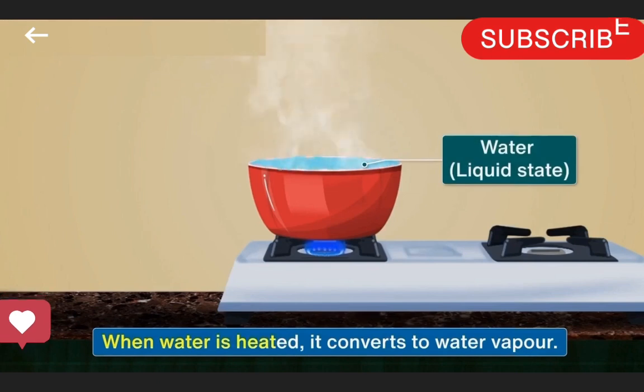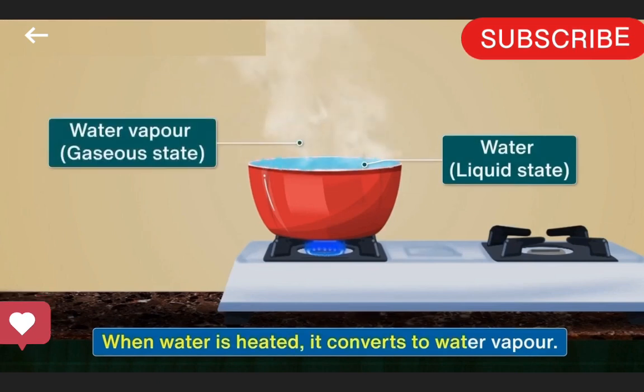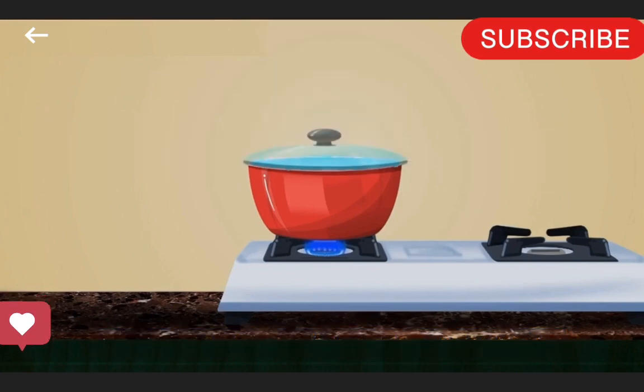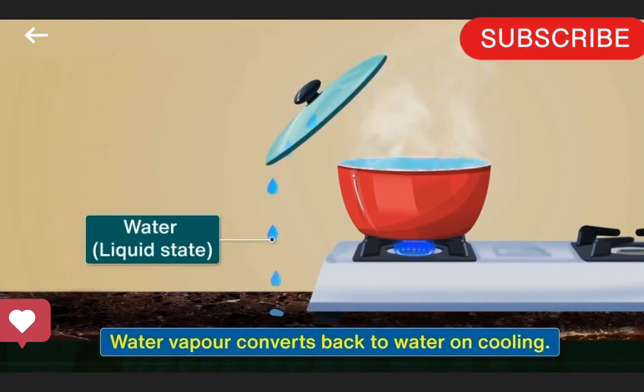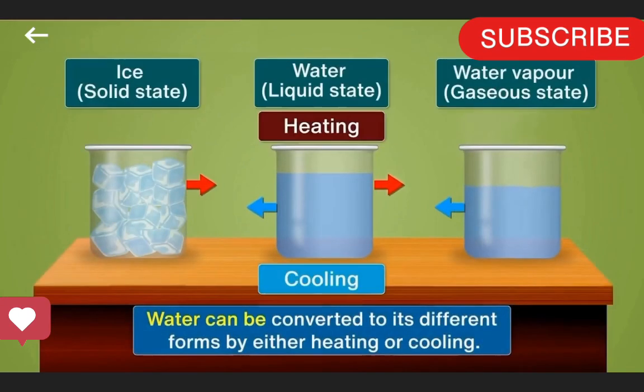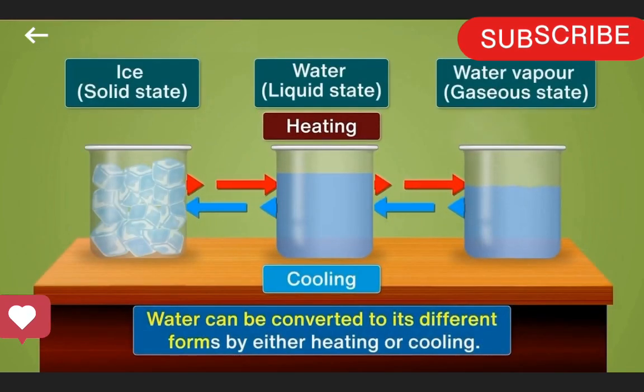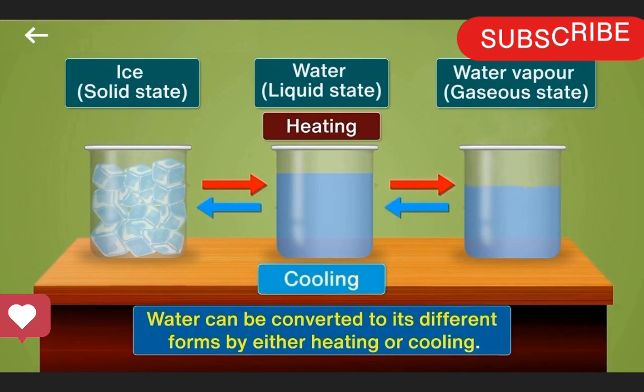When water is heated, it converts to water vapor. Water vapor converts back to water on cooling. Water can be converted to its different forms by either heating or cooling.